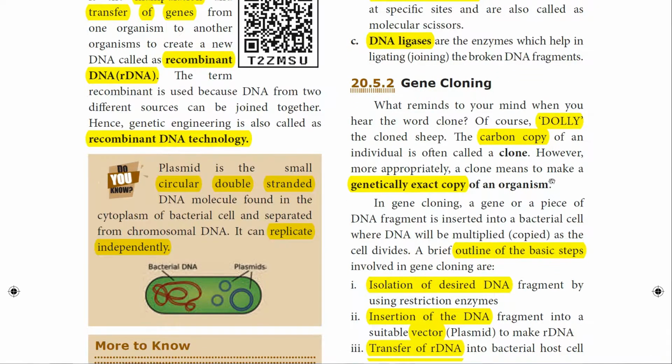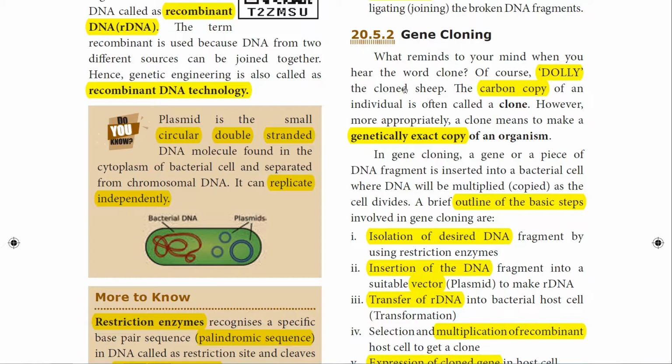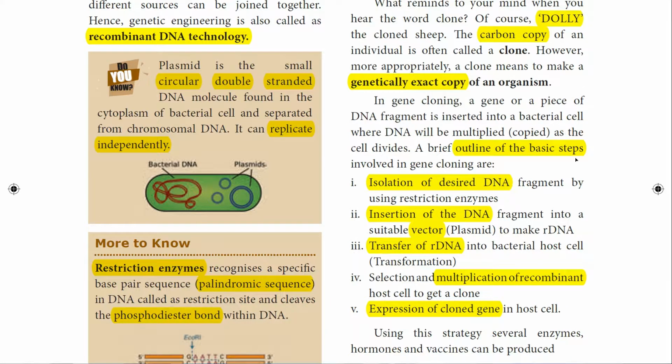Now what is gene cloning? When we think of cloning, what comes to our mind? Dolly. About Dolly we have already learned. Dolly is a cloned female sheep developed by Ian Wilmut. What is a clone? A clone is a carbon copy of an individual. It will be similar in every way. That means a clone is a genetically exact copy of an organism. In gene cloning, a particular DNA fragment is inserted into the bacterial cell. Clones of this particular DNA fragment are made, and that is what is called gene cloning.